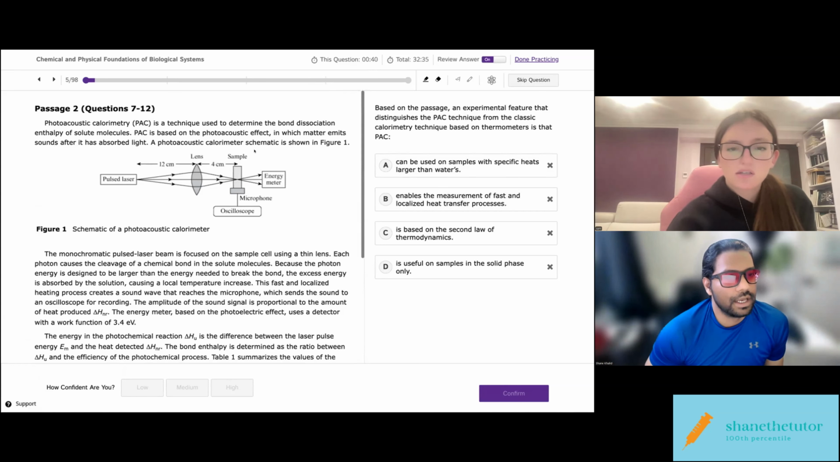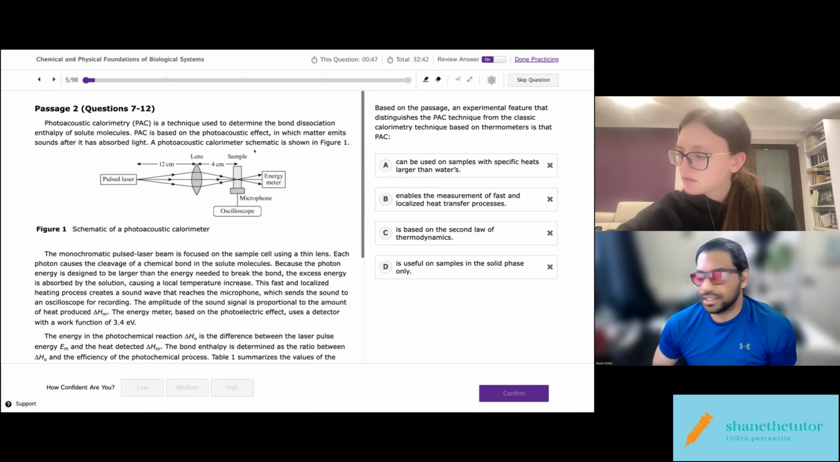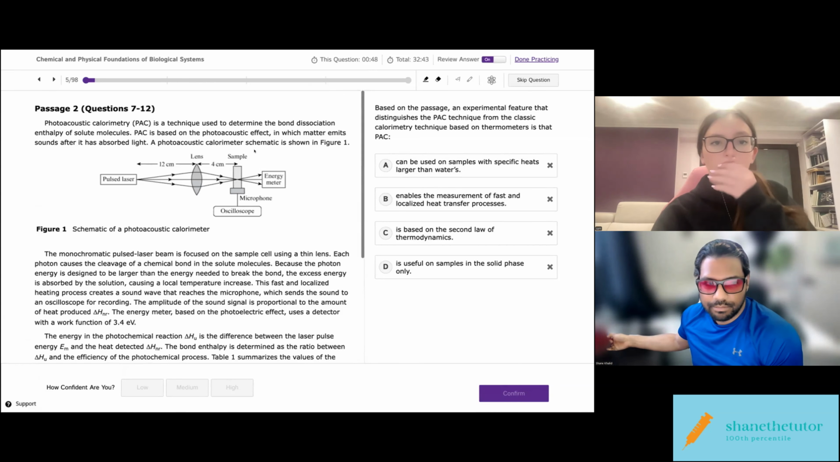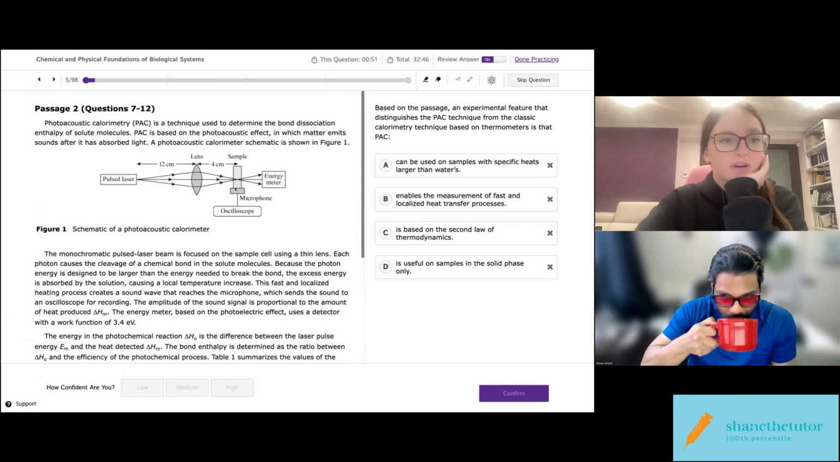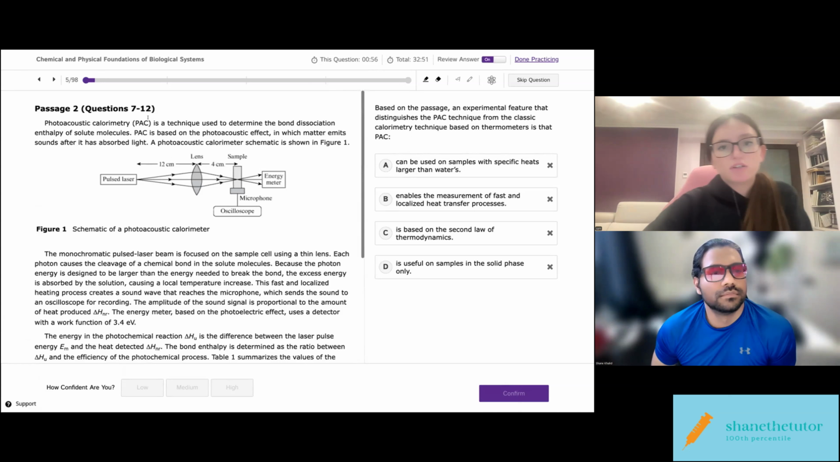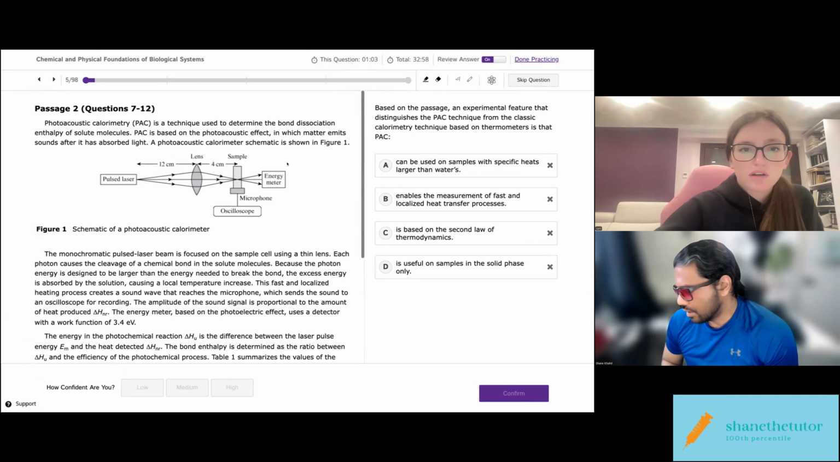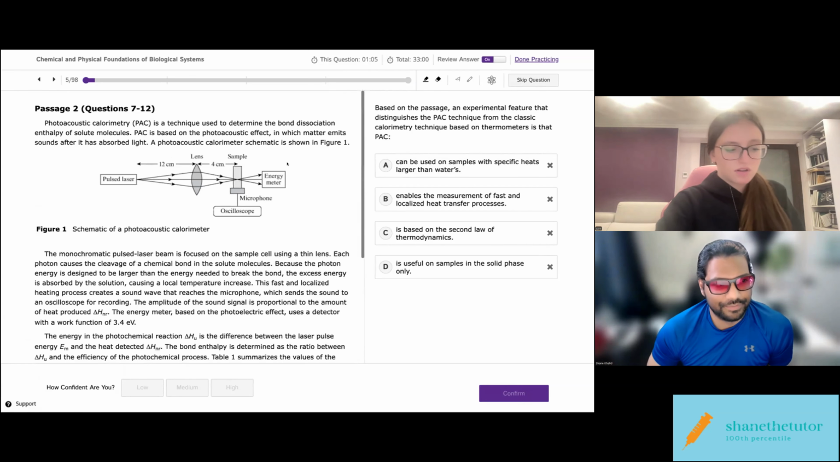You'll read it out loud slowly, and I will interject when we see buzzwords. Okay. Photoacoustic calorimetry is a technique used to determine the bond dissociation enthalpy of solute molecules. Okay, what's calorimetry?